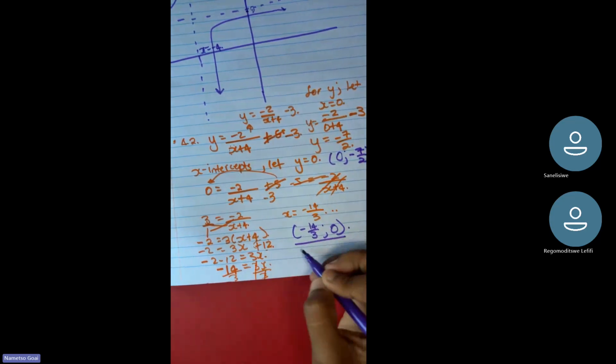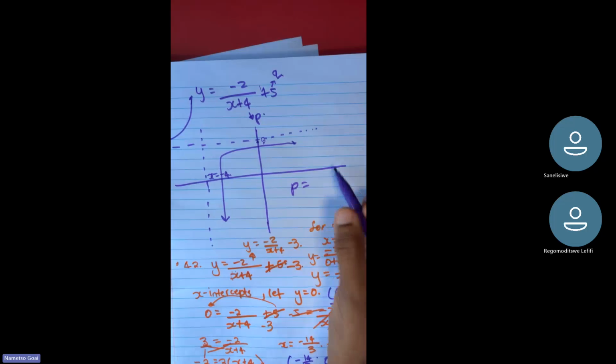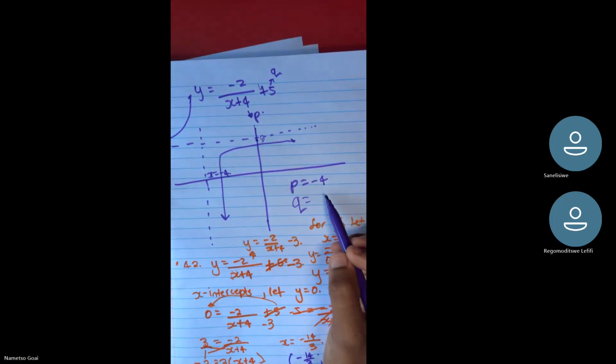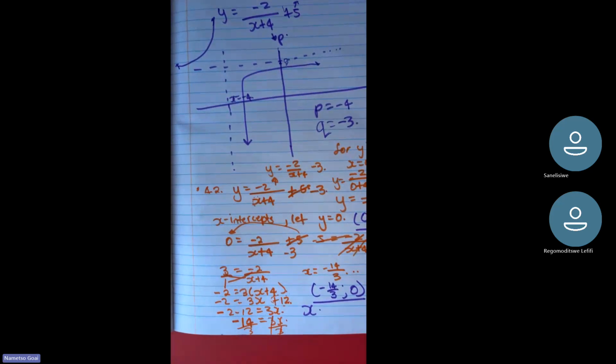So you have your x-intercept over here. You have your y-intercept over here. You know your two asymptotes. You know that p is negative 4, and you know that q is negative 3. Is it positive or is it negative 3? So now we can actually draw this graph. Wait a minute. The p is a positive 4, not a negative 4. Oh, okay. Yes.